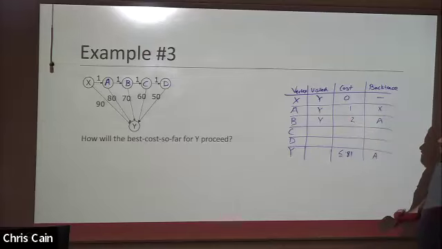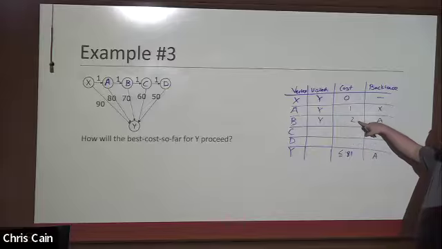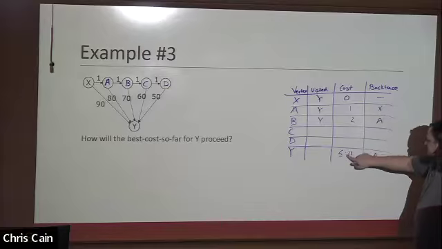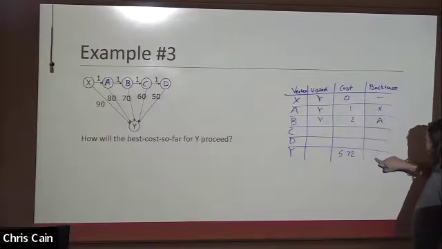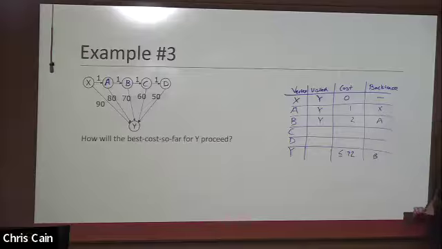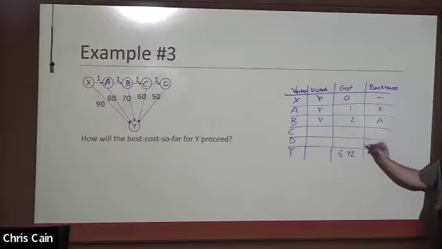Look at every edge out of B. We can get to Y with cost of 2 to get to B plus 70 to get from B to Y. So that is 72. We update our backtrace through B rather than A. We can also get to C with total cost 2 to get to B plus 1 to get from B to C.